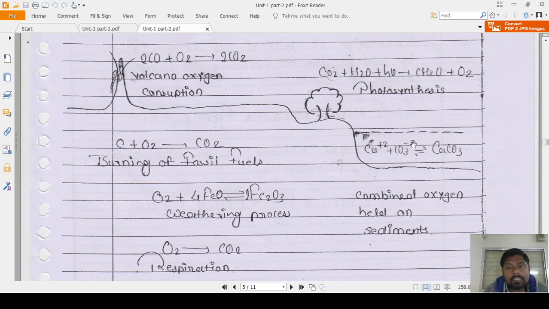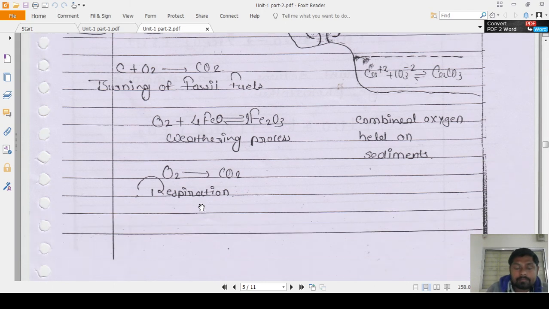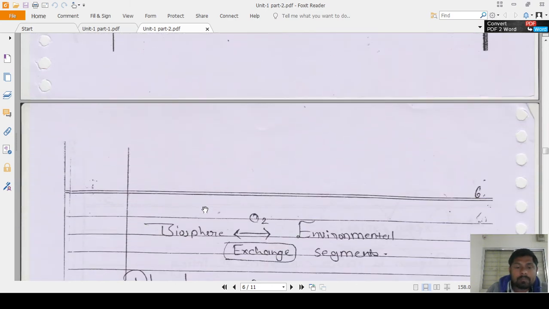Then at sea level, calcium reacts with carbonate to give calcium carbonate. Carbon reacts with oxygen in the burning of fossil fuels, which consumes oxygen. These are the sources of oxygen, and these are the processes that consume oxygen. Burning of fossil fuels and weathering processes also consume oxygen. Combined oxygen is held in the sediments.